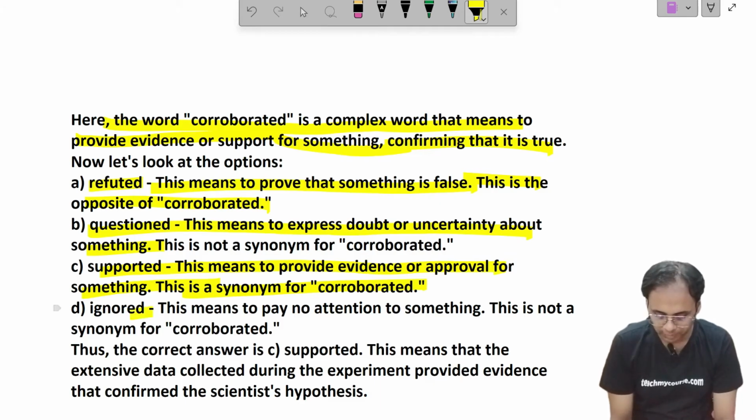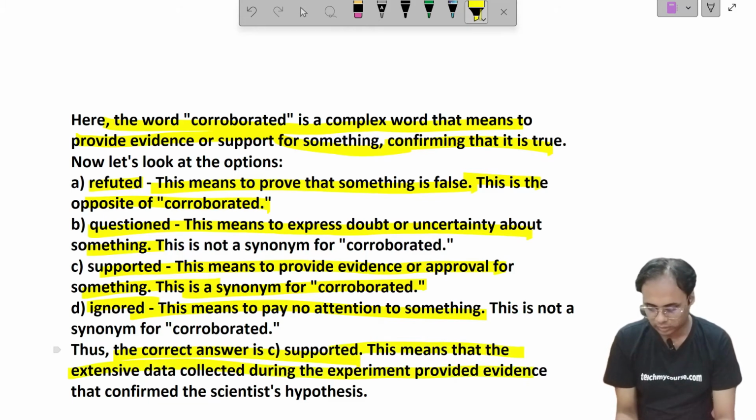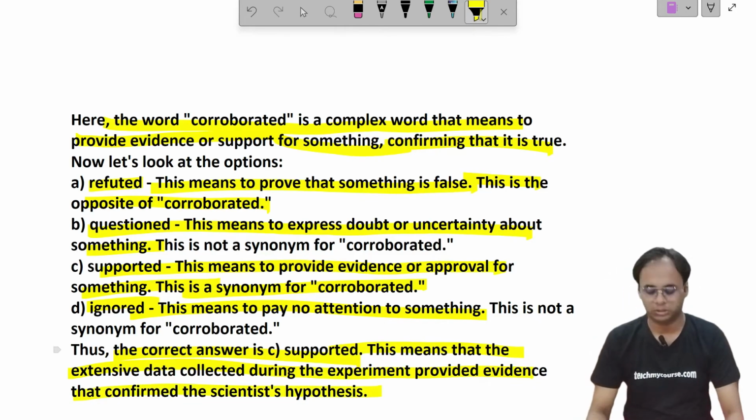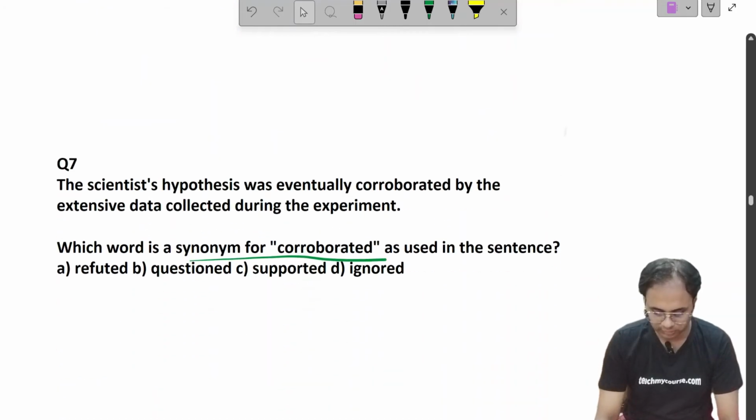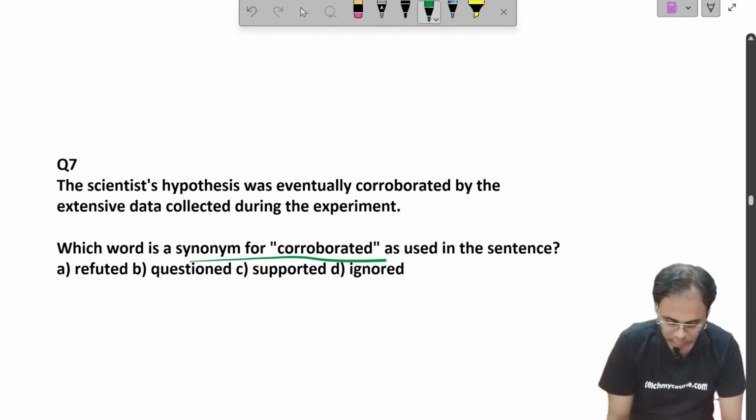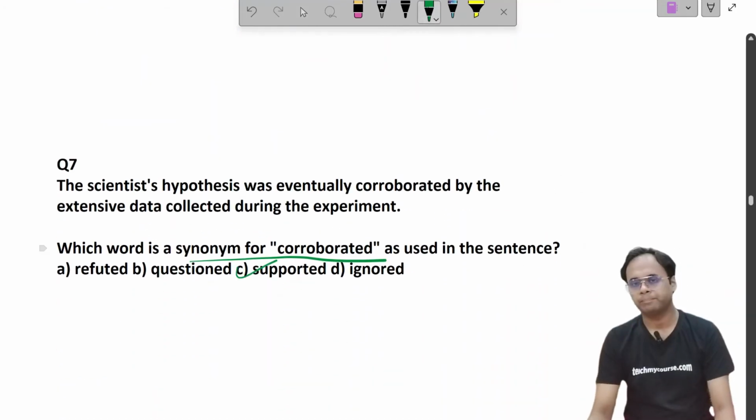Then ignored means to pay no attention. It does not make any sense. So the correct answer is option C, which is supported. This means that the extensive data collected during the experiment provided evidence that confirmed the scientist's hypothesis. Okay, so we can see this option number C, supported, is correct.